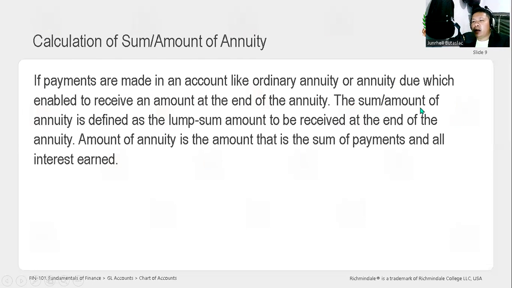The sum or amount of annuity is defined as the lump sum amount to be received at the end of the annuity. So the amount of annuity is the sum of payments and all interest earned. Later on, there will be computations or examples for this. For now, this is the definition of the calculation of the sum or amount of annuity.